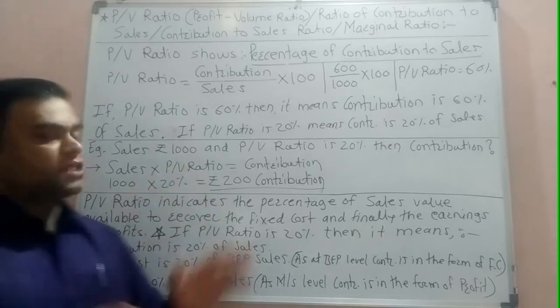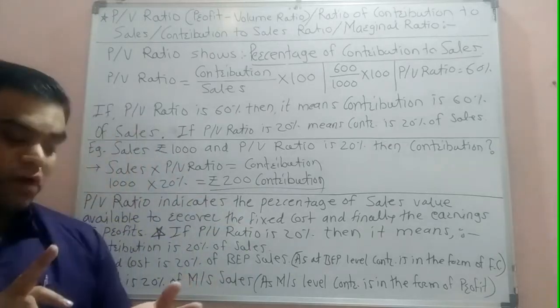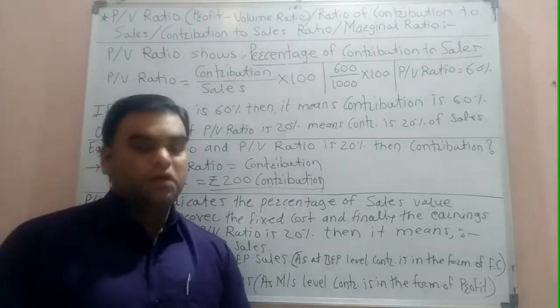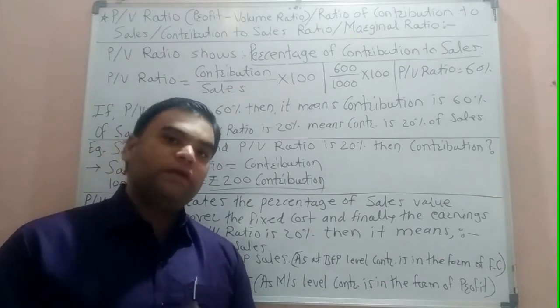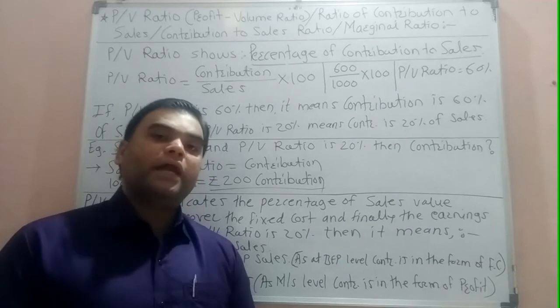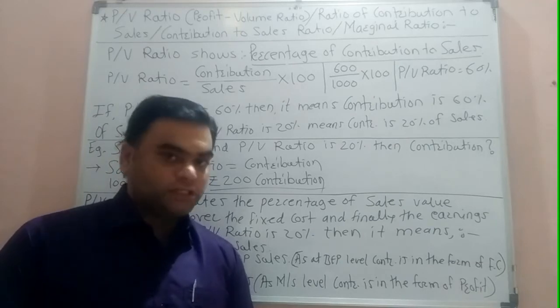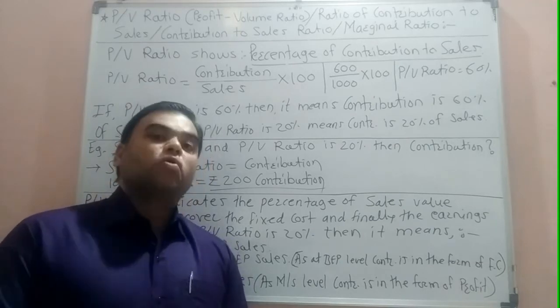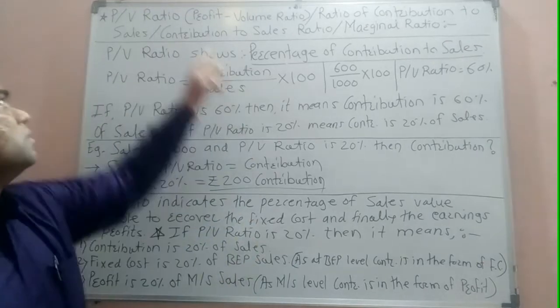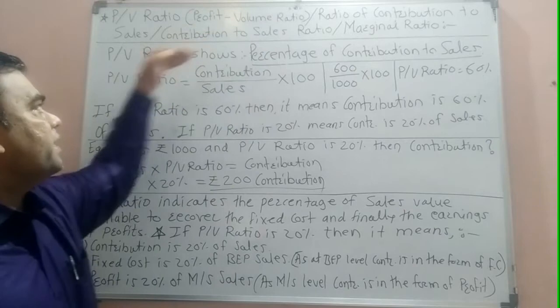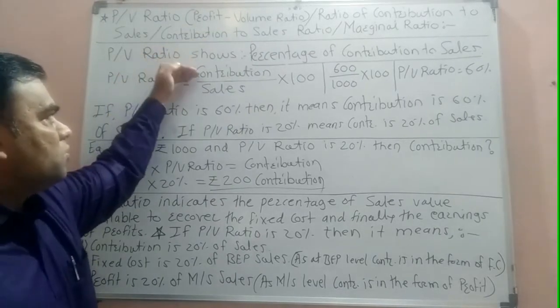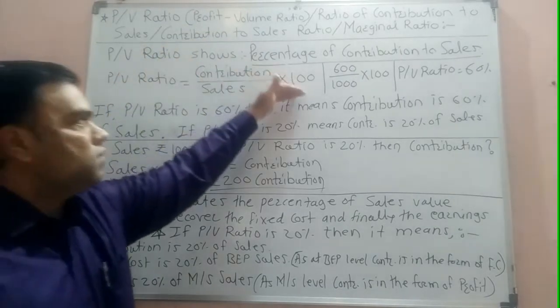So up to this stage, what have we discussed? We have discussed what is meant by PV ratio. PV ratio stands for profit volume ratio, meaning profit to sales ratio. But actually this is not a profit to sales ratio. This is actually the contribution to sales ratio. How to calculate it? PV ratio is equal to contribution upon sales into 100.